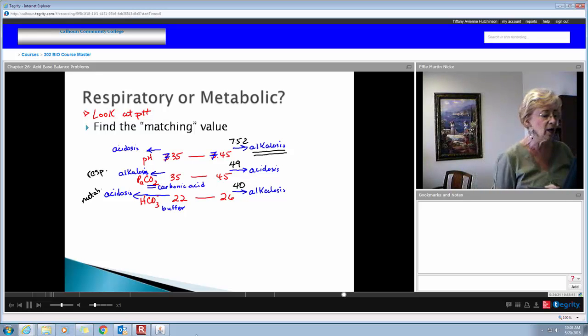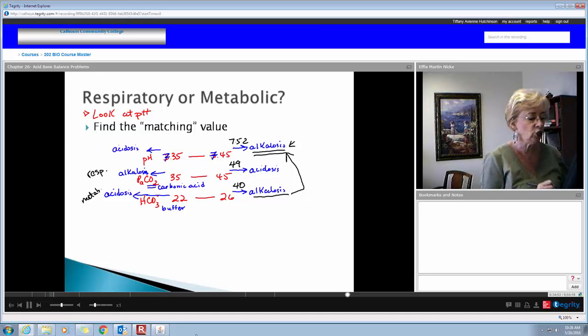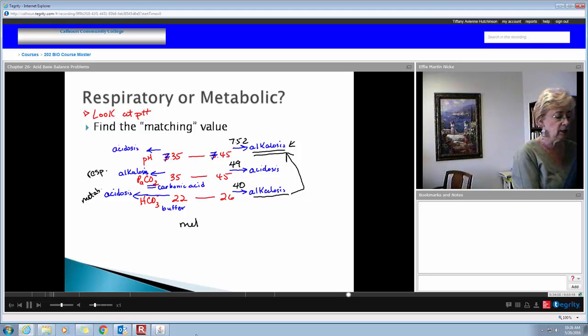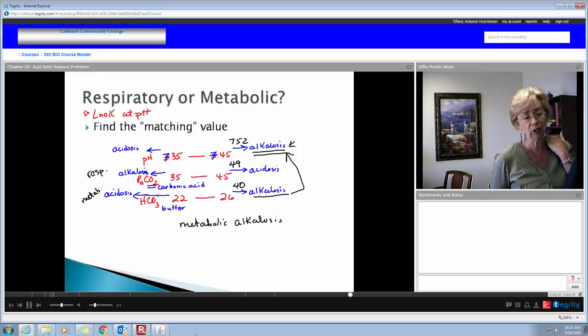So now let's go back. What we want to do is look at the pH first. It's out toward alkalosis. So you next look at your other two parameters and you find the parameter that matches the pH. Here it is the bicarb ion that's also in alkalosis, which is what her pH is, which means that matches. Right there, it tells us that this person has metabolic alkalosis. In fact, the pH itself will tell you whether you're in acidosis or alkalosis. So start right there.